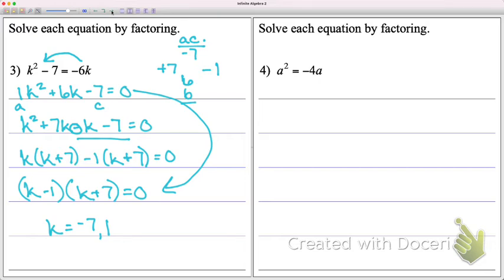How'd you get a positive 1? You now have to just set it equal to 0, and you would add 1 to both sides, correct? Sure.